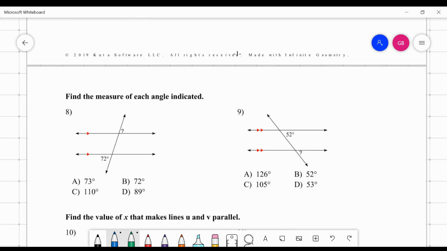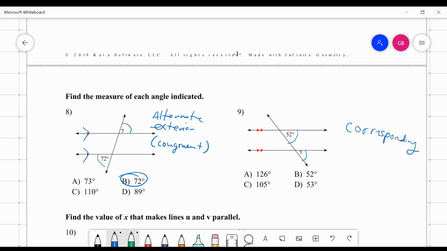Find the measure of each angle indicated. So the arrows, remember the arrows mean that the lines are parallel. So 72 and this question mark. These are alternate exterior angles. So alternate exterior angles are congruent. So that means that that angle is also 72. For number 9, 52 and the question mark, these are corresponding. And corresponding angles are also congruent. So it's also 52.